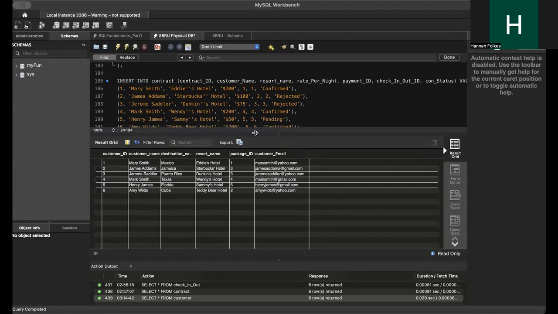So the first column of the customer table is the customer ID number. Then we have the customer first and last name, followed by the destination name that the customer is planning to stay at. The next column is the resort name, the name of the SBRU resort that the customer has requested to stay at. Then we have the package ID number, which I'll explain later in the video. And lastly, we have the customer's email.